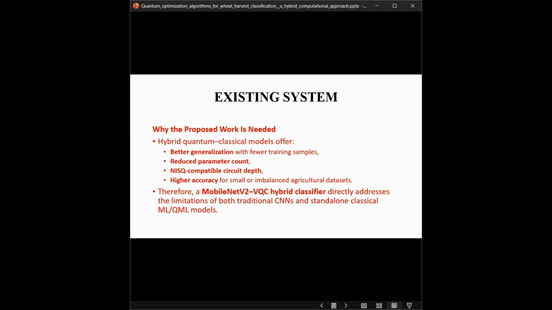Now, this particular system is proposed to create better generalization with fewer training samples, reduced parameter count, NISQ compatible circuit depth, and high accuracy for small or imbalanced agricultural datasets. Therefore, a MobileNet V2 PQC hybrid classifier directly addresses the limitations of both traditional CNN and standalone QML.